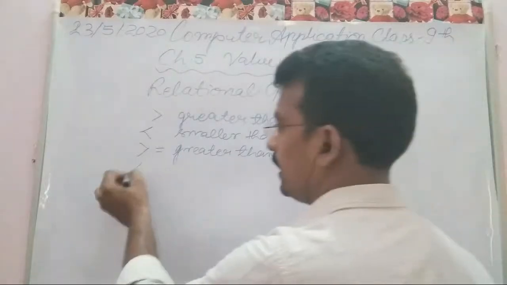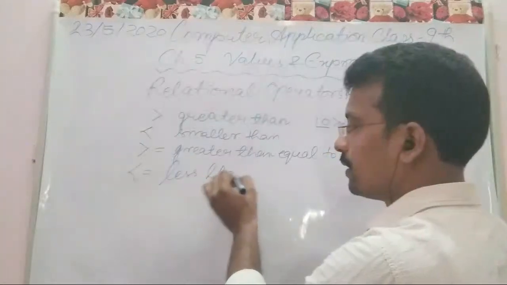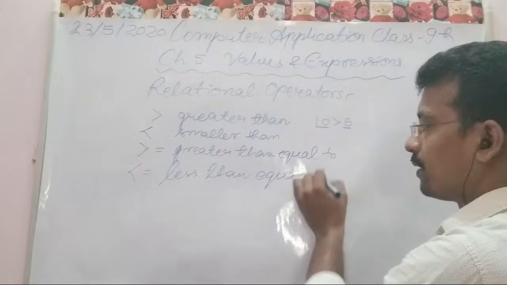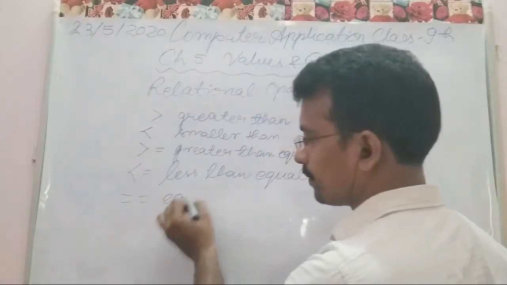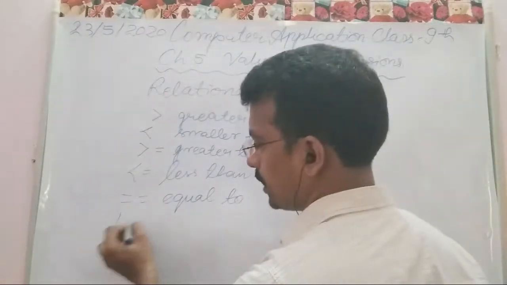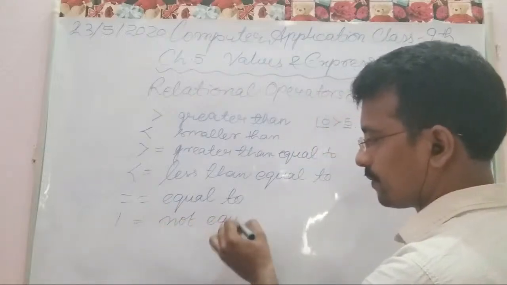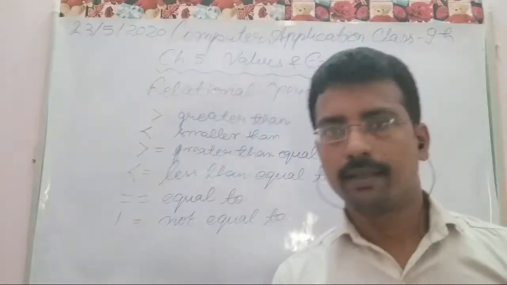Equal to, then less than equal to, then equal to, and not equal to. There are 6 in use.